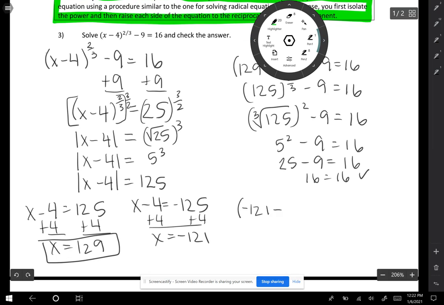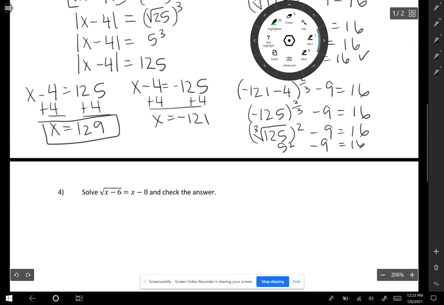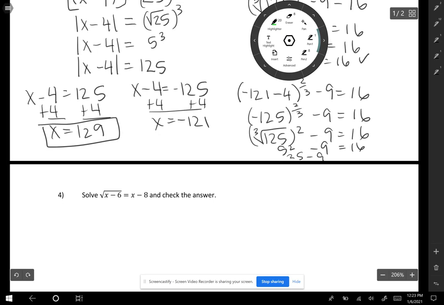Now let's check the next one. Negative 121 minus 4 to the 2/3 power minus 9 equals 16. So it's negative 125 to the 2/3 power minus 9 equals 16. So that's the cubed root of 125 squared. 5 squared minus 9 equals 16. So we end up getting the same thing. 25 minus 9 equals 16. 16 equals 16. So we're good. And that's it for that problem.